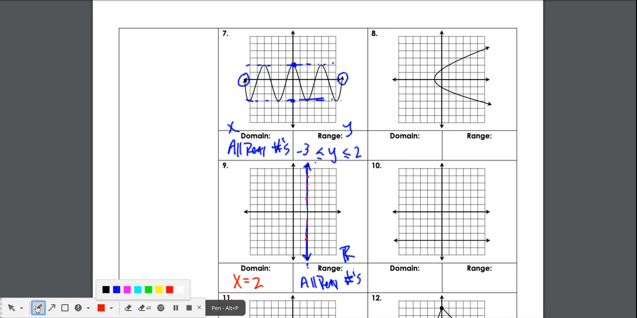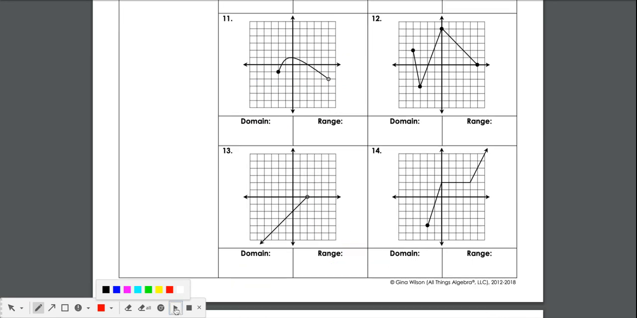Okay. Anyway, next, let's do number 11. All right, so on number 11, it's sort of weird. You have this point that is included right here. You see that point is actually included, but this one over here is not included. All right, and so we span from left to right.